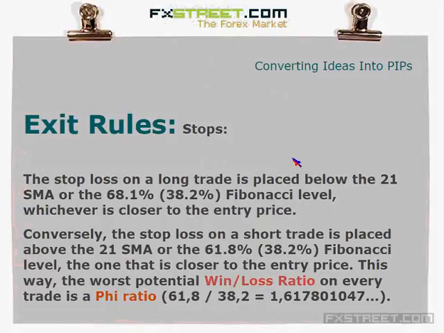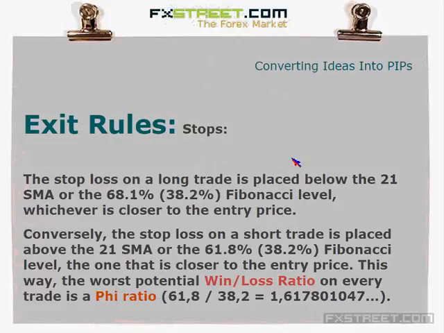Okay, so the stop losses. The stop loss on a long trade is placed below the 21 SMA or the 61.8% or 38.2% Fibonacci level. That is, if we are going long, a 38.2% retracement, or the 21 SMA, whichever is closer to the entry price, there we put our stop.